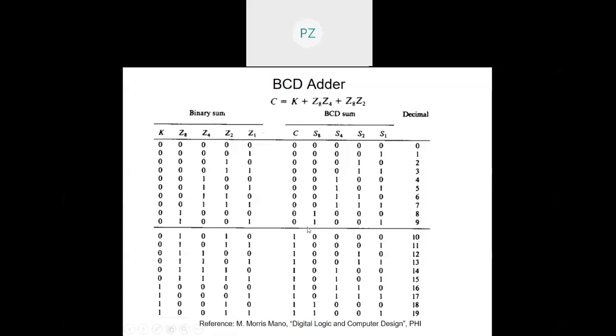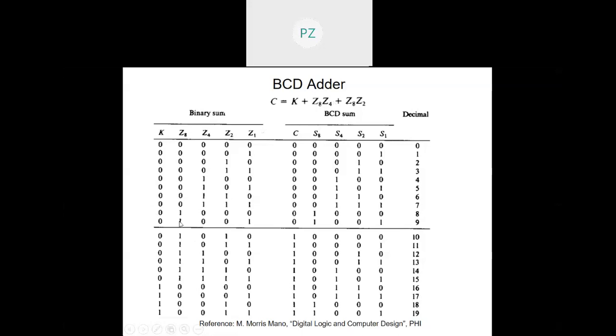I wrote C is equal to K. If I leave it at there, C is equal to K, then I'll cover these only. That means C will be 1 here only, and it will not be 1 in these cases, it will remain 0. So what I did, Z8, Z4. When I say Z8, Z4, it covers these four also. And when I say or Z8, Z2, then it covers these two also. So effectively I've covered all these conditions when I wrote this expression K plus Z8 Z4 plus Z8 Z2, right?